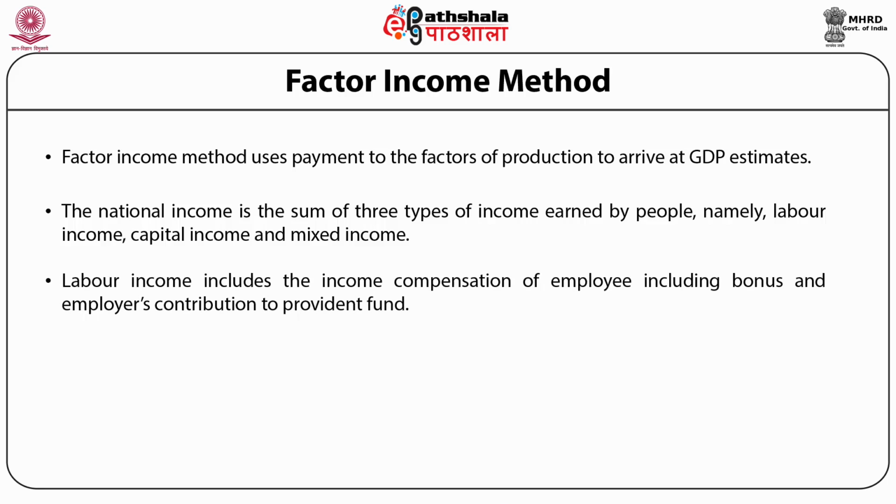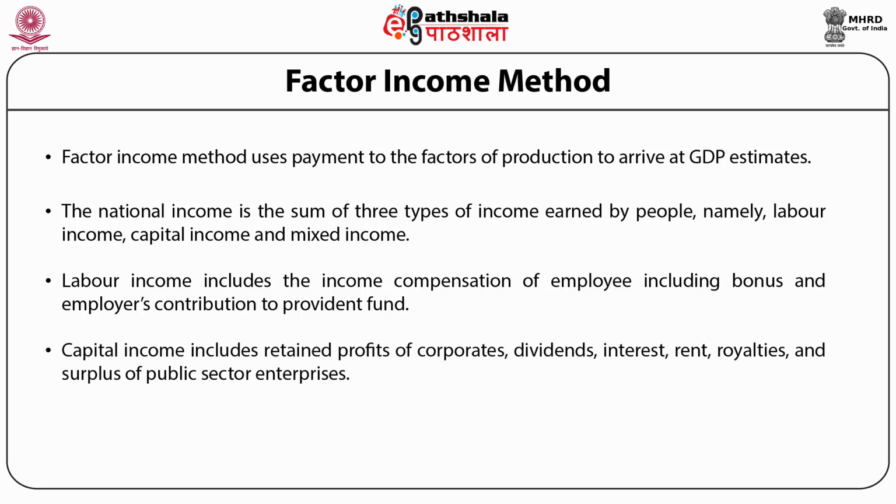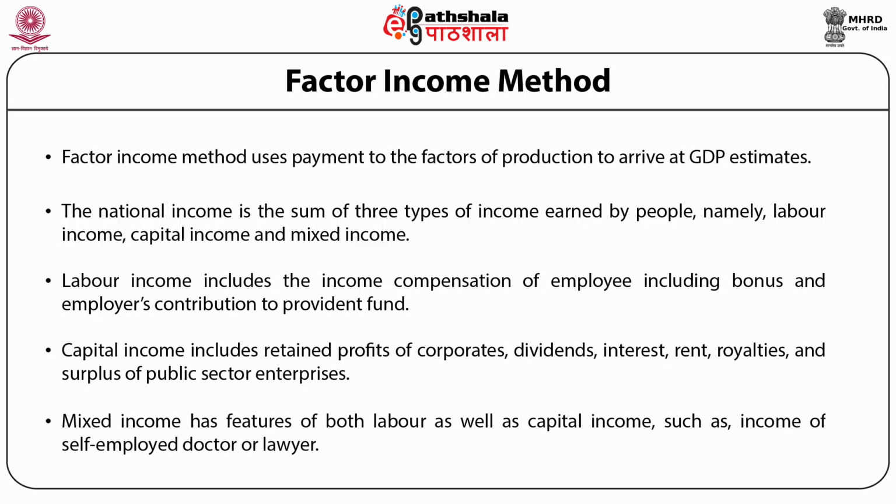compensation of employees, including bonus and employees' contribution to Provident Fund. Capital income includes retained profits of corporates, dividends, interest, rent, royalties, and surplus of public sector enterprises. Mixed income has feature of both labor as well as capital income, thus cannot be assigned a category. It includes income of proprietors, self-employed doctors, lawyers, and the sum of these incomes provides net national product at market price, which can be used to calculate GDP, NDP, and GNP.